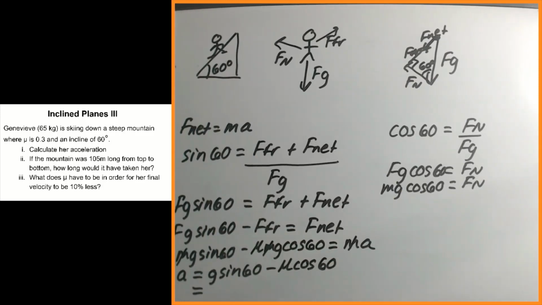And I'll go ahead and calculate that. Okay, so I get 8.337 meters per second squared. So that is Genevieve's acceleration. Pretty fast.